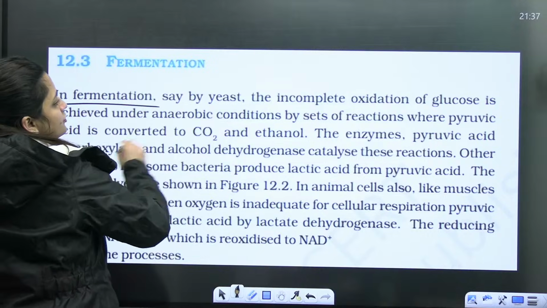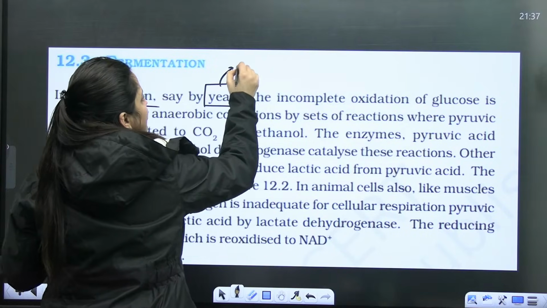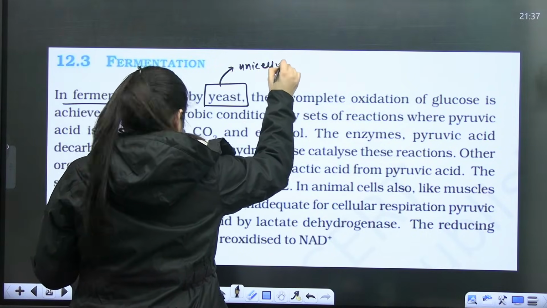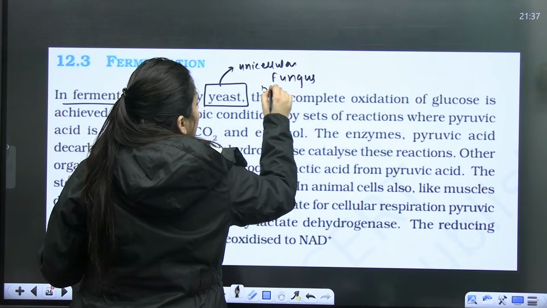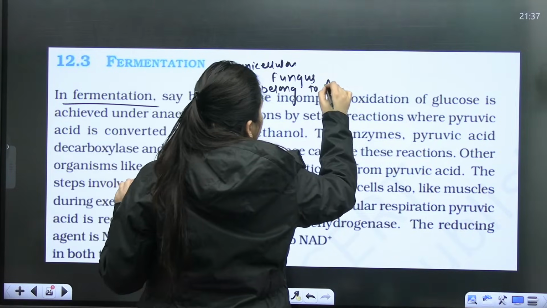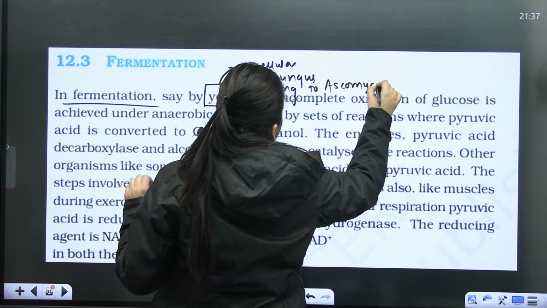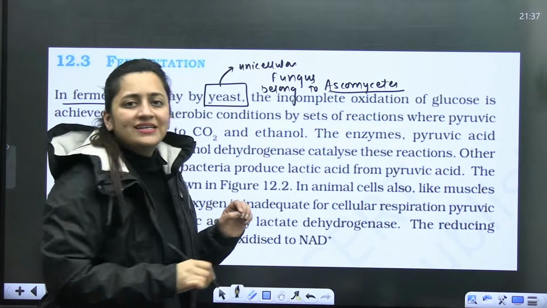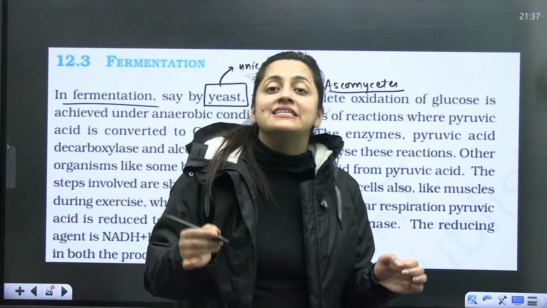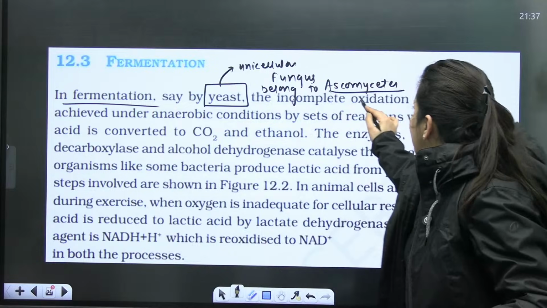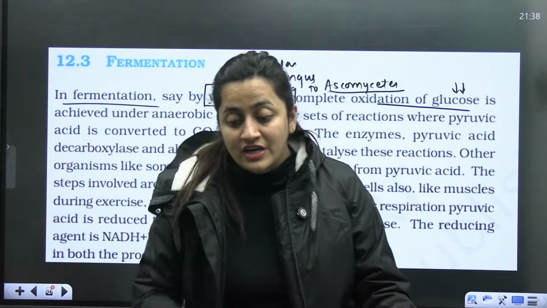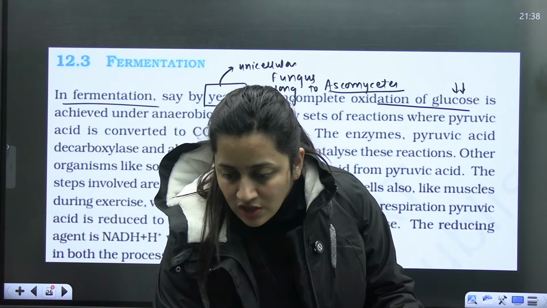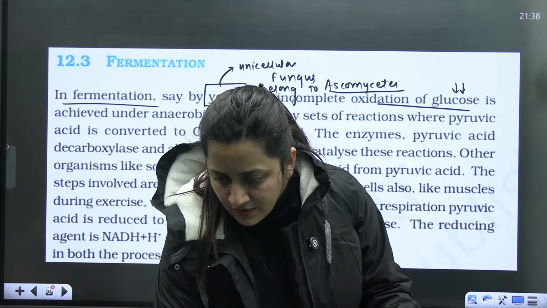So in fermentation, say by yeast. What is yeast? Yeast is a unicellular fungus belonging to class Ascomycetes. So what exactly is fermentation, beta? It is the incomplete oxidation of glucose and it will give us very little energy in comparison to the complete oxidation of glucose. Is that clear?